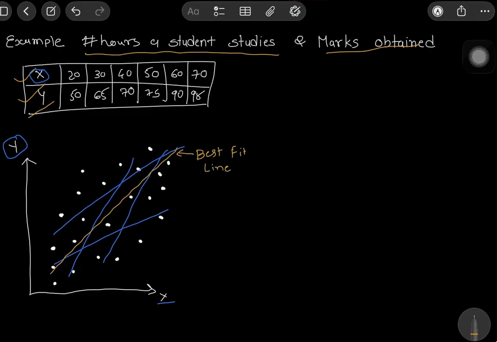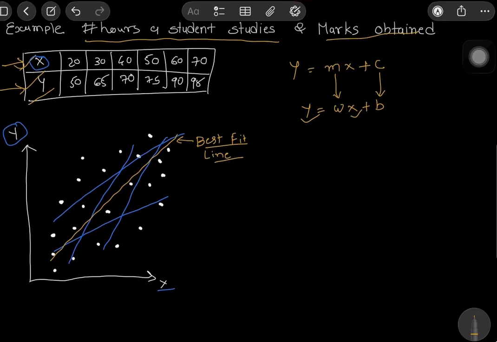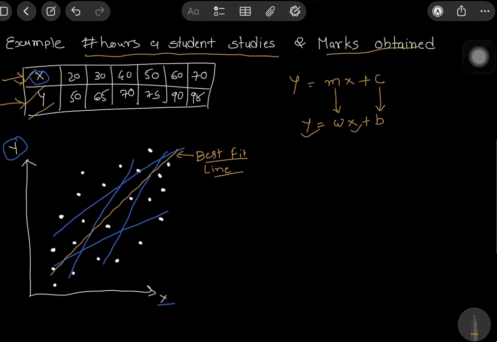As we all know, the equation for a straight line is y equals mx plus c. Here we will call our straight line, this best fit line, y equals wx plus b. Here m is replaced with w and c is replaced by b. And here x is the number of hours a student studied, and y is the marks that he got. Now we will call this y as y hat.